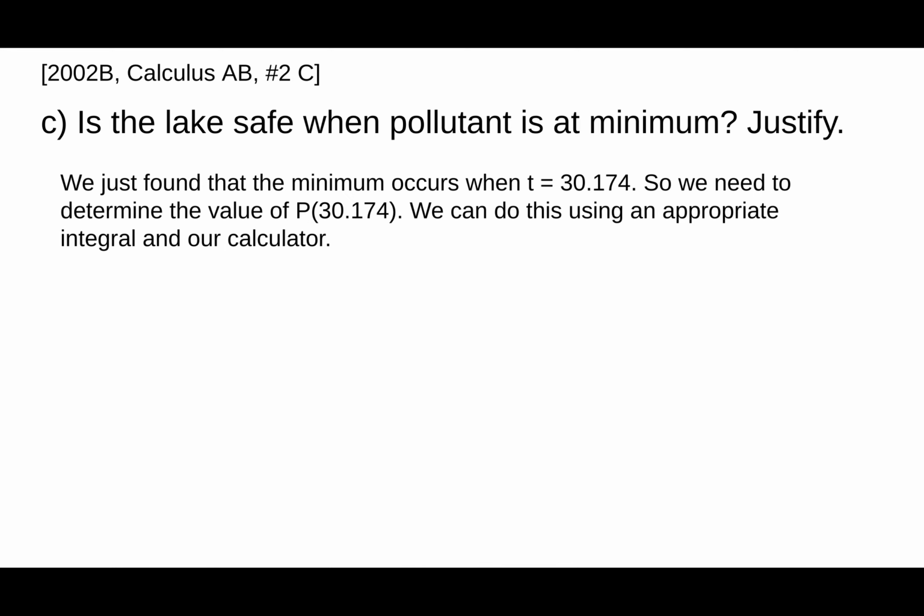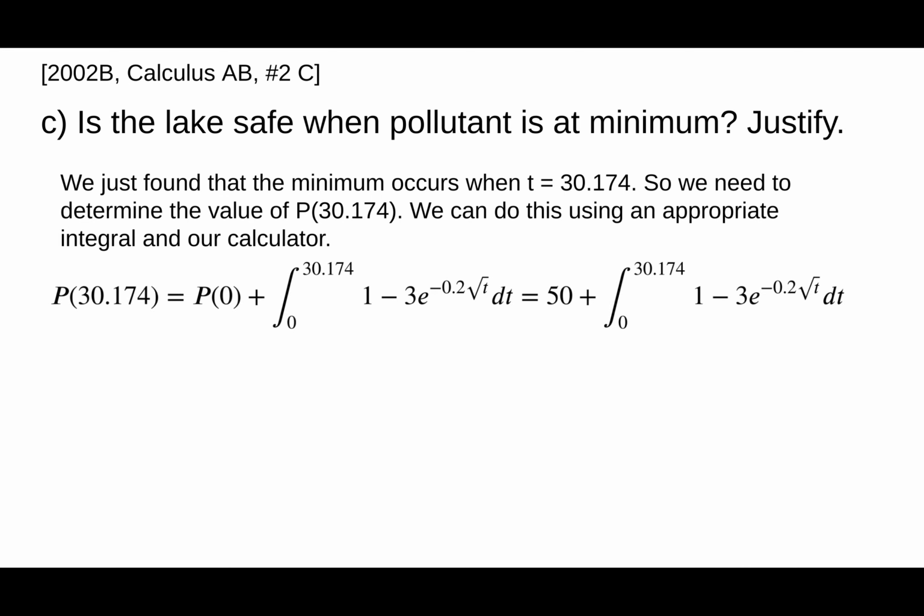All right, so in order to do this, we need to set up an integral and use our calculator to evaluate the integral because it's not going to be nice. We need to know what p of 30.174 is. That would be p of 0, whatever amount of pollutant was in the lake to begin with, plus the integral from 0 to 30.174 of our rate function, 1 minus 3e to the negative 0.2 square root t, dt. Well, p of 0 is 50, so now I have 50 plus this integral.